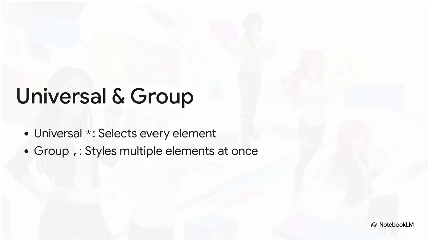To round out our simple tools, we have two massive time savers. The universal selector, that little asterisk symbol, literally selects every single element on the page. It's super popular for setting up CSS resets. And then there's the group selector. By just using a comma, you can style multiple elements at once, like your H1, H2, and P tags, which saves you a ton of time and seriously reduces repetition.